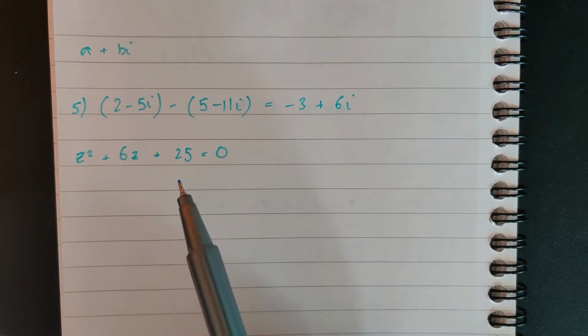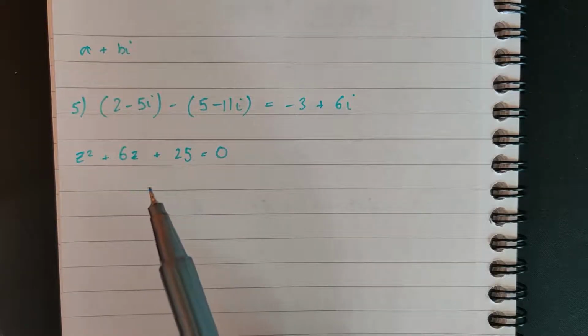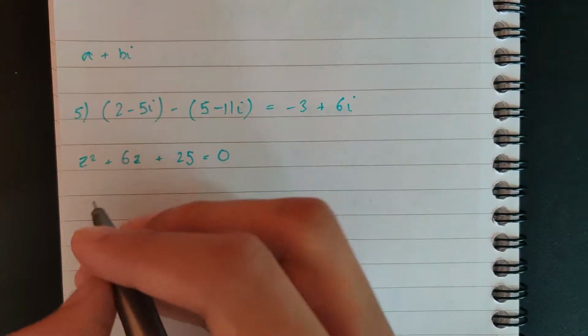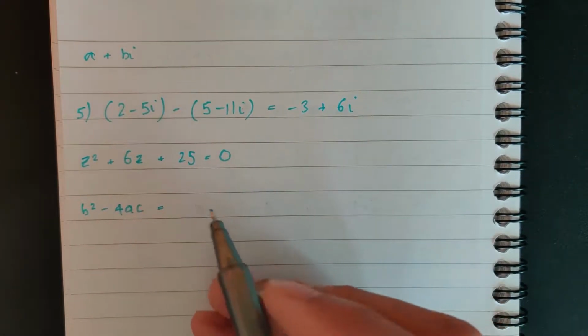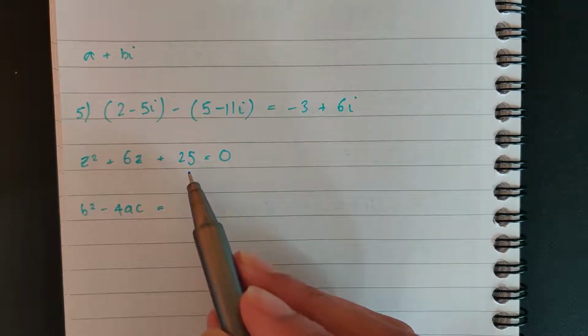We can work out that this quadratic equation has complex roots as the discriminant is less than 0. Remember that the discriminant for a quadratic equation of the form az squared plus bz plus c equal to 0 is b squared minus 4ac. Now in this case, a is 1, b is 6, and c is 25.